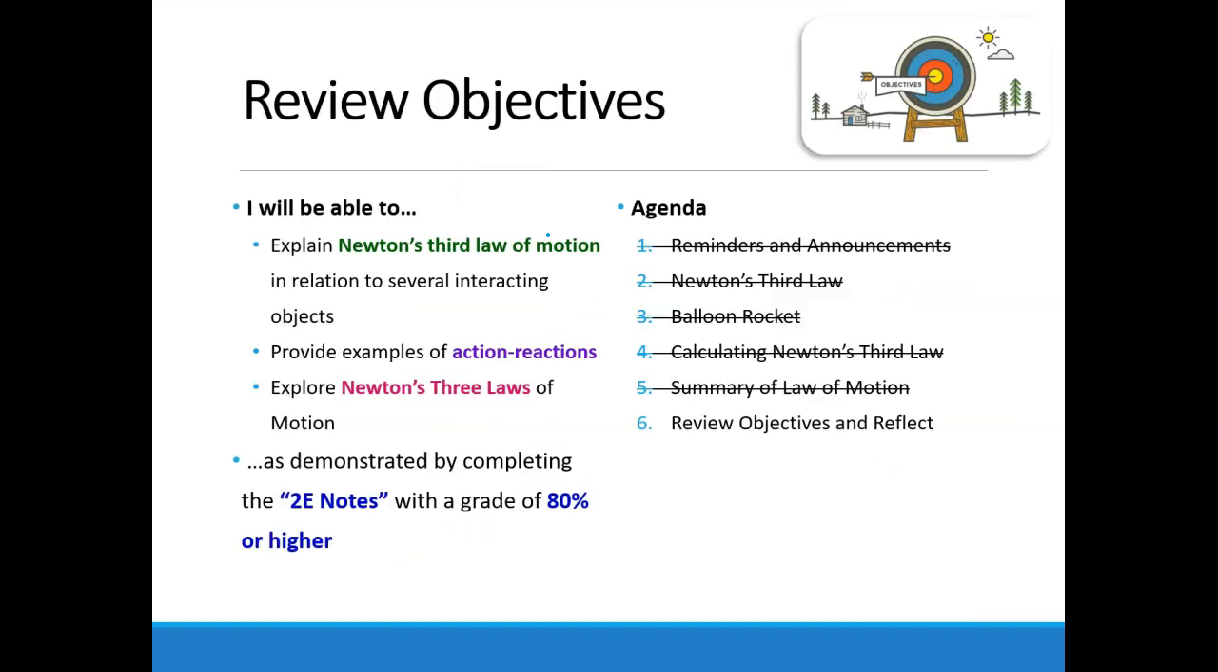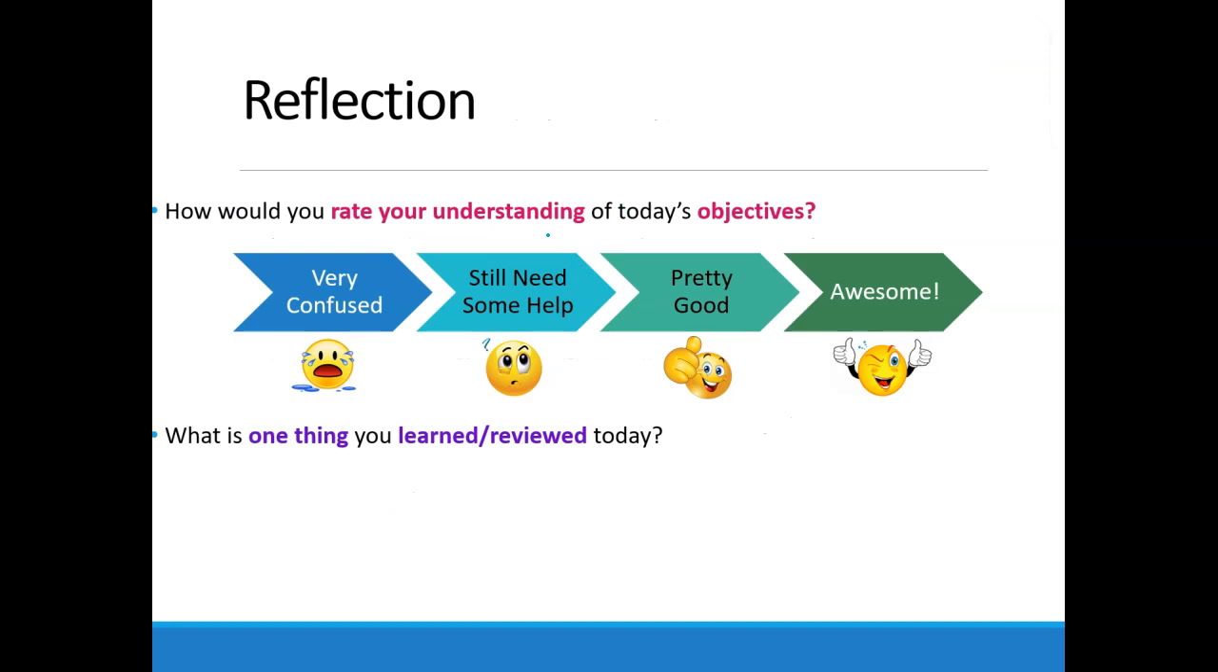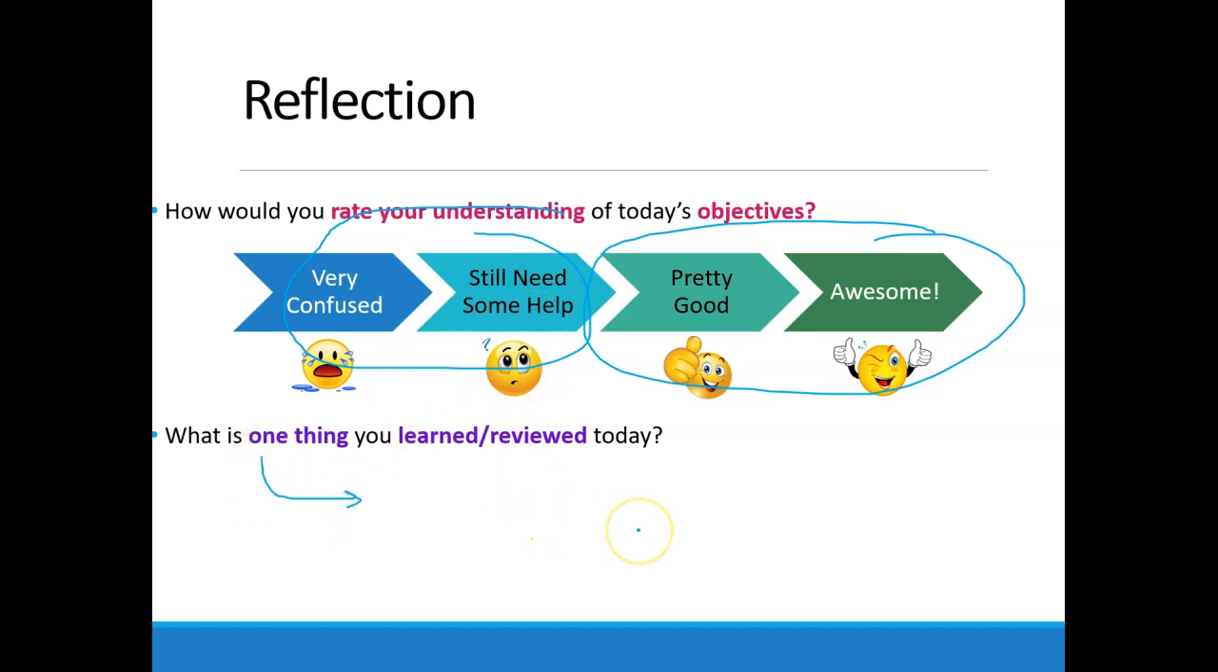All right, so at this point, we were able to explain Newton's third law of motion, talk about examples of action-reactions, and summarize Newton's 3 laws of motion. So at this point, you should go ahead and self-rate your understanding of today's objectives. Hopefully, you are in the pretty good or awesome area. If you feel like you're still in the very confused or still need some help area, make sure you contact me with the contact info I showed you at the beginning of the video for some extra help. And then don't forget to write down to yourself what's one thing that you learned or one thing that you reviewed today, so that you are continuously solidifying that knowledge in your brain.